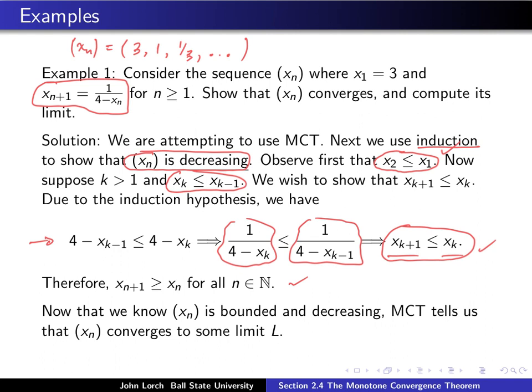Okay, so we now know from these two slides that xn is bounded and it's decreasing. So that means that the monotone convergence theorem applies, and so we know that this xn has got to converge to some limit L.